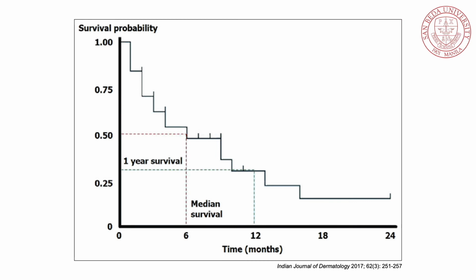Now, how do we determine survival rate at, say, 1 year? Locate the point on the x-axis corresponding to 1 year, which is in this case 12 months. Next, project a vertical line upwards until it touches the curve. And from that point, project a horizontal line towards the y-axis. You can see that it points at approximately the 0.30 mark. Thus, the 1 year survival rate in this case is 30%.